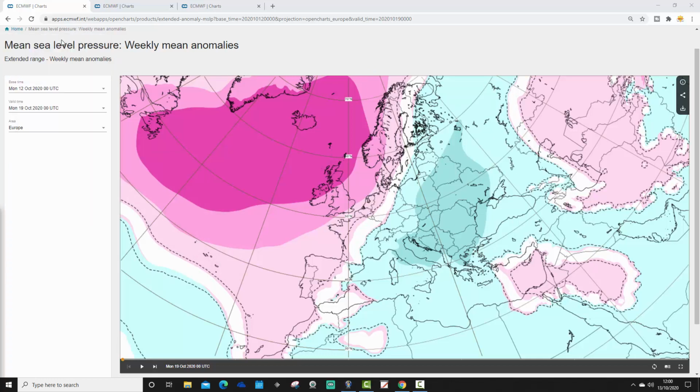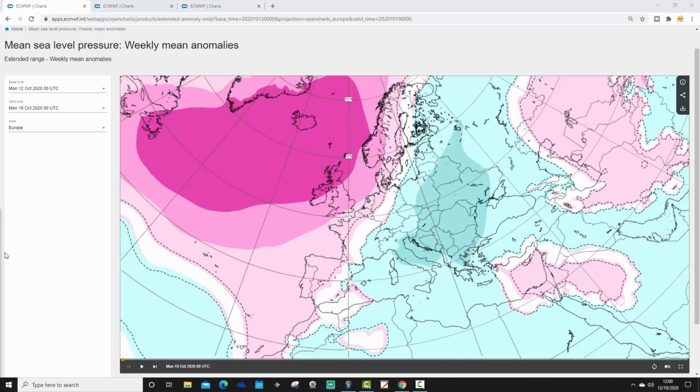This is the week 1 mean sea level pressure anomaly for Northern Europe. With these charts, blue is extrapolating to low pressure, and pink, the brighter the colour, the stronger the pressure is. So pink is extrapolating to high pressure, blue is extrapolating to low pressure. It's going to be the week ending the 19th of October, so this is this week, if you like, the 13th to the 19th of October.